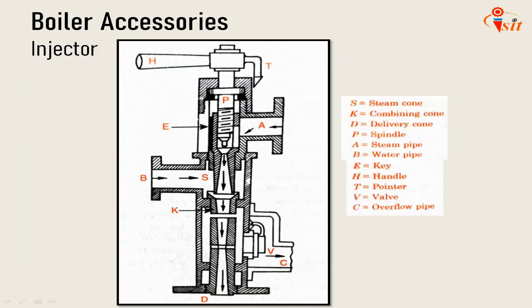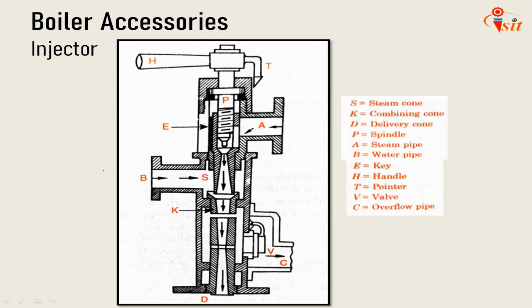Next is injector. The function of an injector is to feed water into the boiler. It is commonly employed for vertical and locomotive boilers, and does not find its application in large capacity, high pressure boilers. It is also used where the space is not available for the installation of a feed pump. In an injector, the water is delivered to the boiler by steam pressure. The kinetic energy of steam is used to increase the pressure and velocity of the feed water.